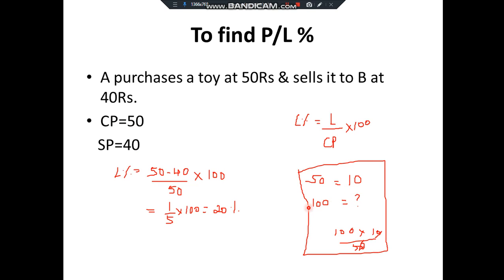So for 100, how many rupees loss? That is your question. So you can find the relation. See, 10 to 50 is 5. So 100 divided by 5, which is nothing but 20%. Hope you understood. Okay.